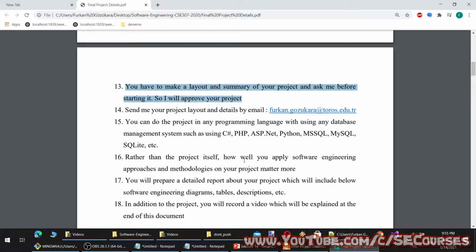13. You have to make a layout and summary of your project and ask me before starting it. So I will approve your project. 14. Send me your project layout and details by email, furkan.gözükara@toros.edu.tr.